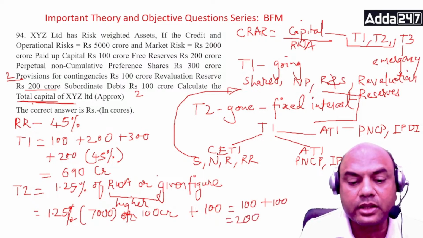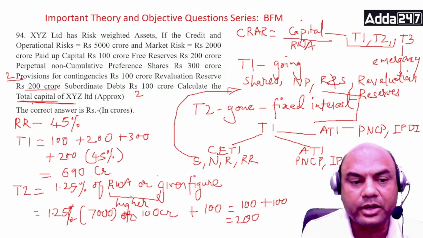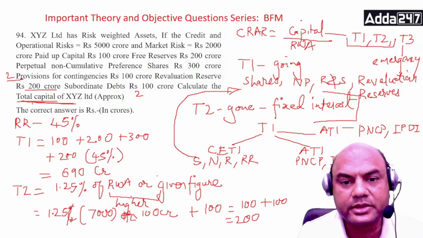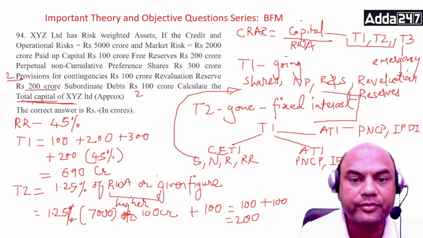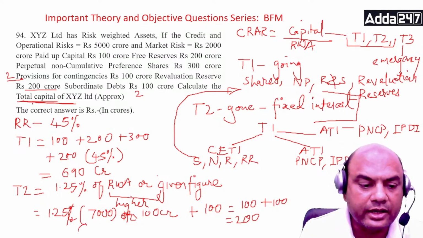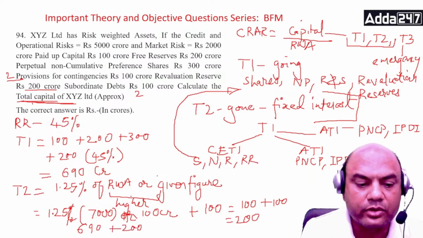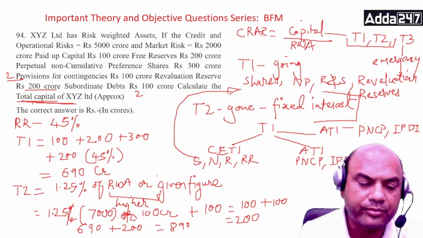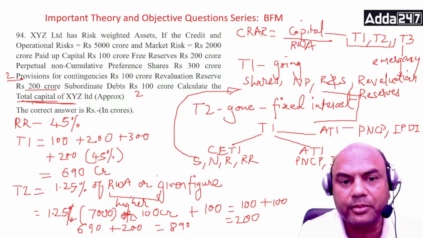So what is my total capital now? 690 plus 200. Where is the space? Let me see. This full slide is packed, right? So I'll write it over here. Final figure 690 plus 200. So that is equal to 890, right? 890. This is my total capital and this is what is required approx. Okay. So 890 is my total capital.